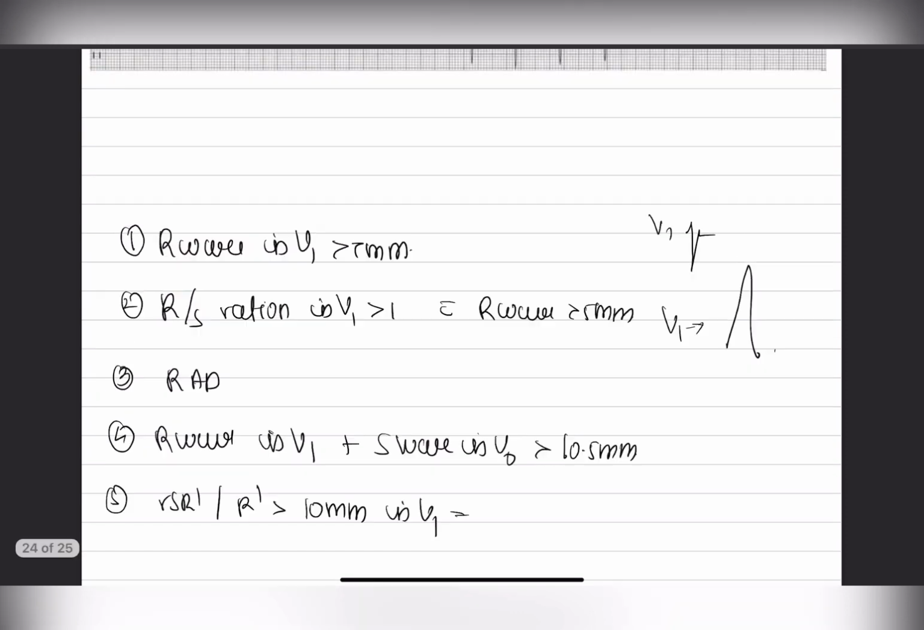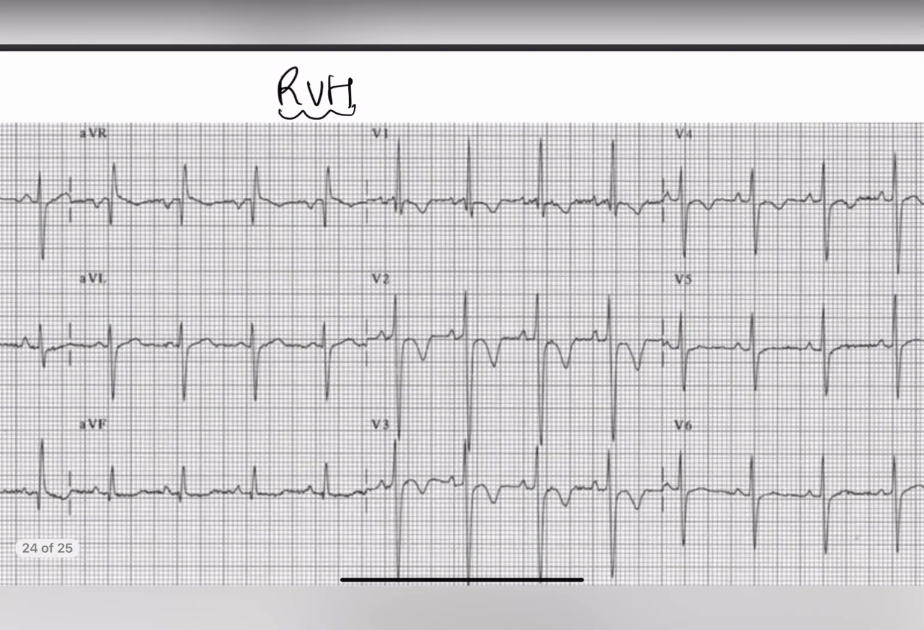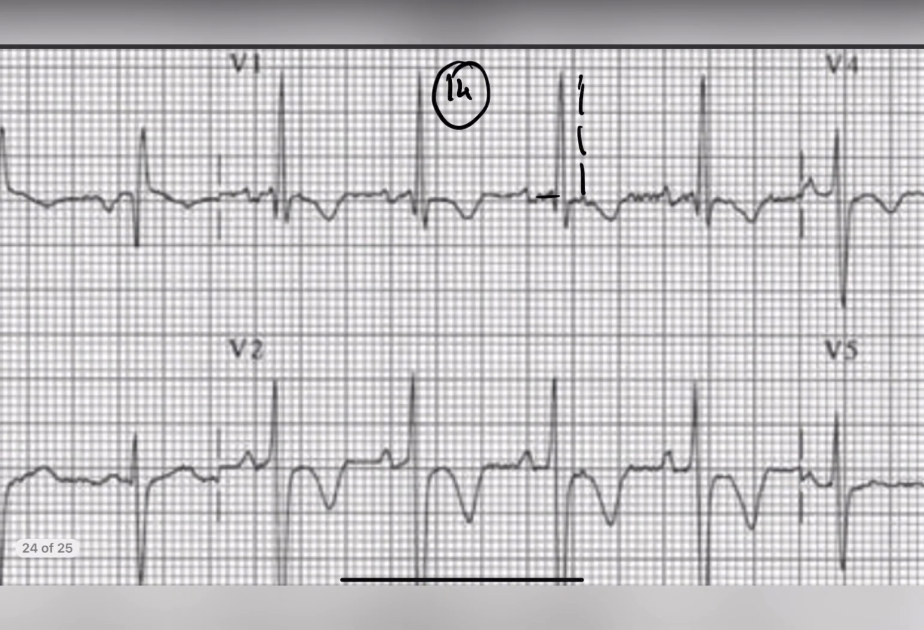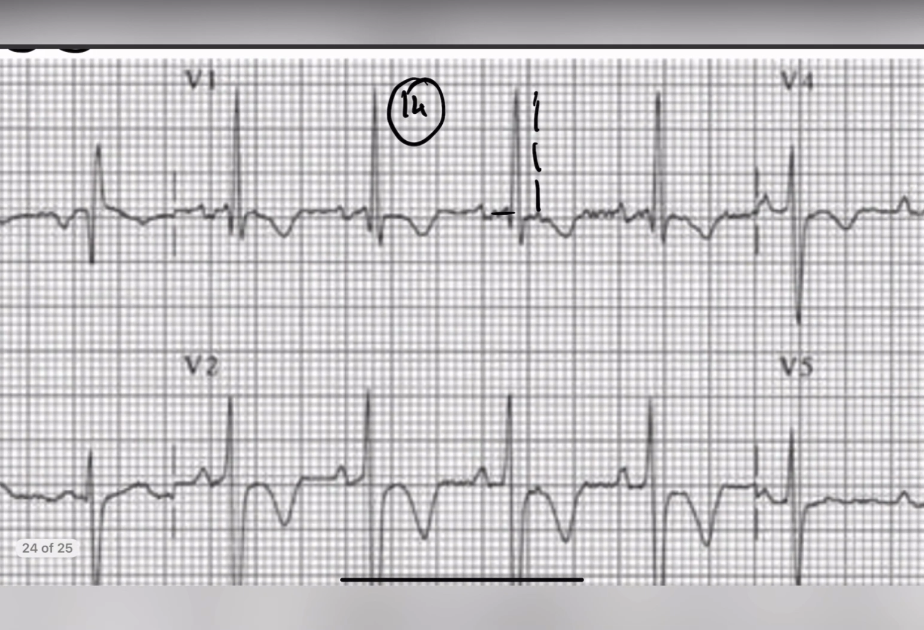If the same R wave in V1 is very tall, then you have to think in terms of right ventricular hypertrophy. So see this example here, the R wave in V1 is around 14 small boxes. So there is definitely evidence of right ventricular hypertrophy. And you see the RS ratio. The R is very tall, whereas the S wave is very small. So RS ratio is definitely more than 1.